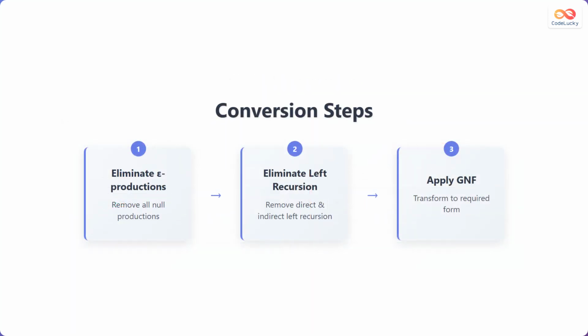Before converting any context-free grammar to Greibach Normal Form, there are a few steps to follow. First, eliminate epsilon productions. This means removing any null productions from the grammar. Second, eliminate left recursion. This involves removing both direct and indirect left recursion from the grammar. Finally, apply the Greibach Normal Form transformation to put the grammar into the required form.